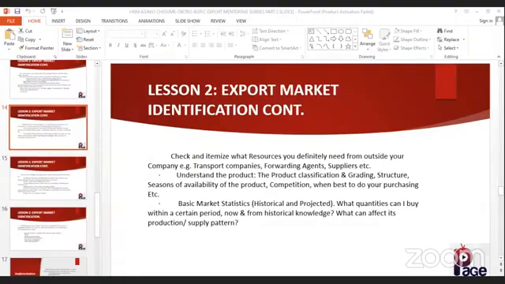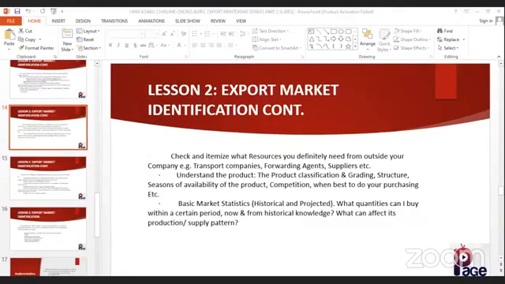You need to consider also the market statistics, both historical and projected. What quantities can I buy within a given period of time? What can affect this supply or production pattern? I give you an example, something like ginger. If the price of ginger is very high in the international market this year, next year, there will be overproduction because the farmers will all move into their farms to go and crop, thinking they will get the same price they got this year, not knowing that it will now result in like a market glut for that commodity. So if you know what the supply pattern is, the production pattern is, it will help you in penetrating your market.